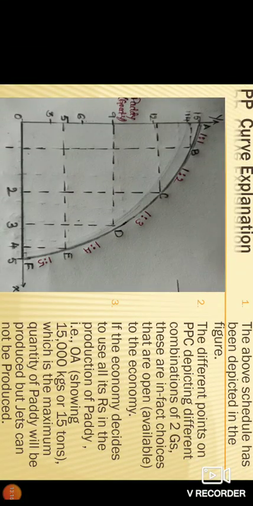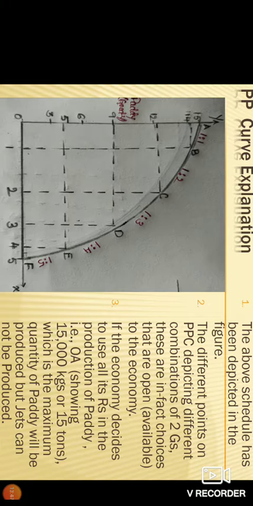So now we will see a statement-wise discussion of this curve. Is it given, all the points I have explained? We will see. The above schedule has been depicted. Depicted means we have marked it in the form of a figure. The figure has been connected and we are getting a graph. The different points on the PPC, production possibility curve, depict different combinations of two goods.